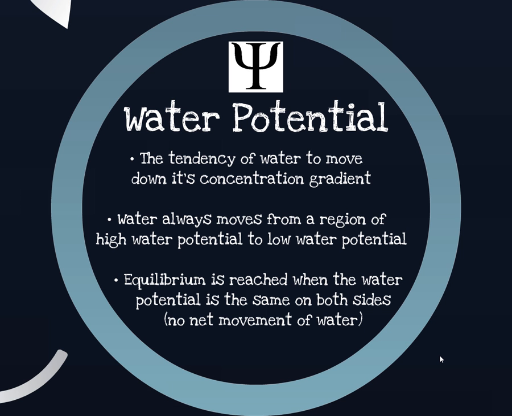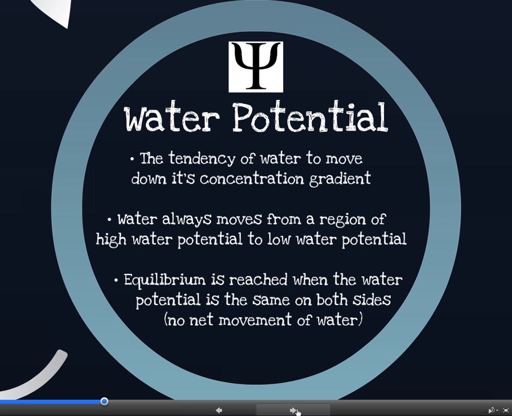Equilibrium is reached when the water potential is the same on both sides. By definition, equilibrium means there's no net movement, in this case of water. There may still be some water molecules moving each way, but overall there will be no more moving in one direction than in the other.